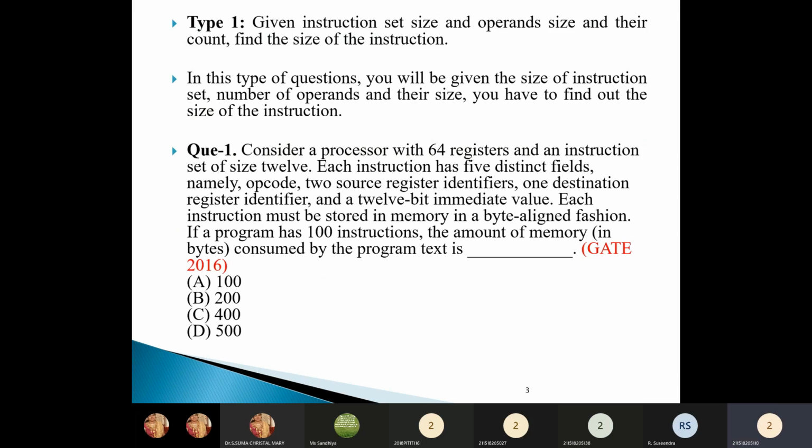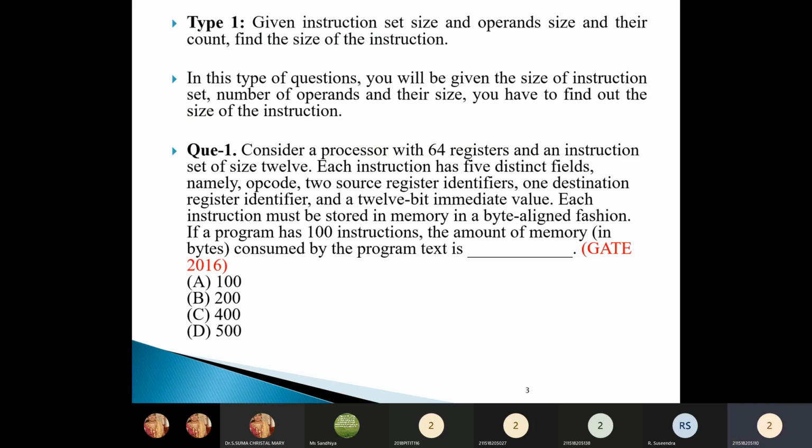Now let's solve problems of type 1. In this type of question, you will be given the size of the instruction set and the number of operands and their sizes, which is a count. You have to find out the size of the instruction. Let's see question 1.